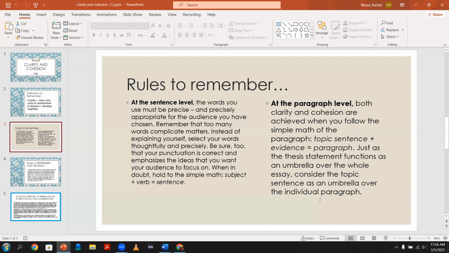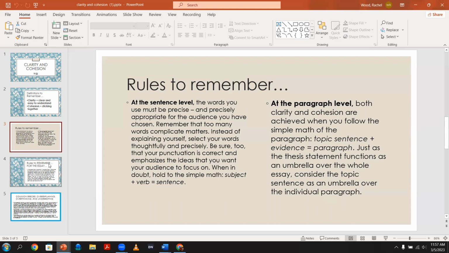Now that's at the sentence level, but at the paragraph level, clarity and cohesion are achieved when you follow the math of the paragraph. You need a topic sentence plus your evidence equals the paragraph. Just as the thesis statement functions as an umbrella over the whole essay, consider the topic sentence as an umbrella over the individual paragraph. And I have a graphic organizer for that for you, and I'll put that underneath content for this week as well.